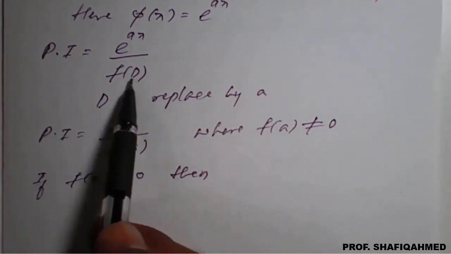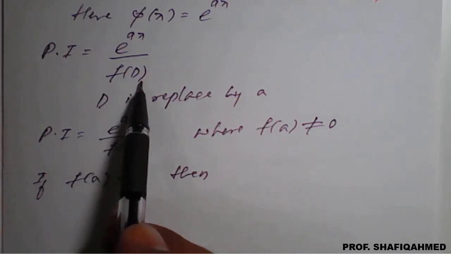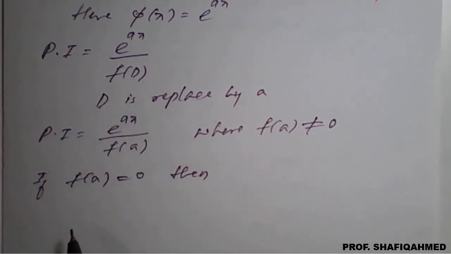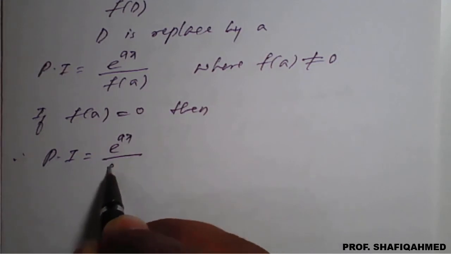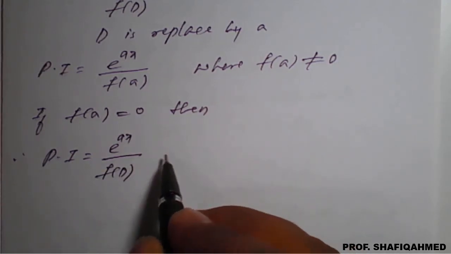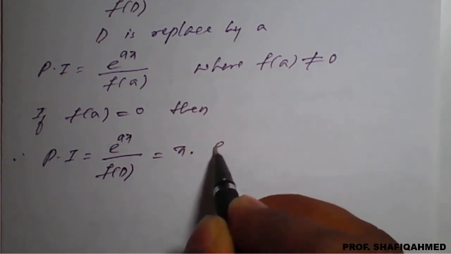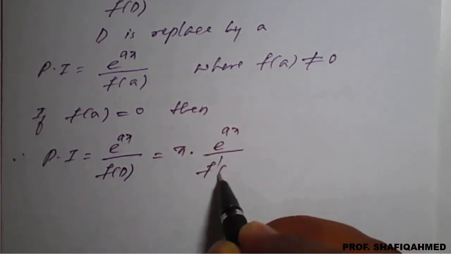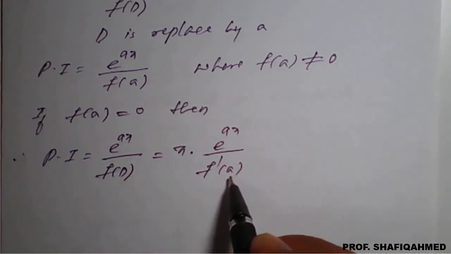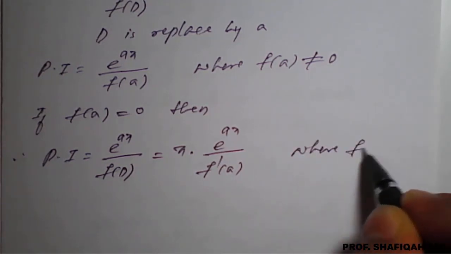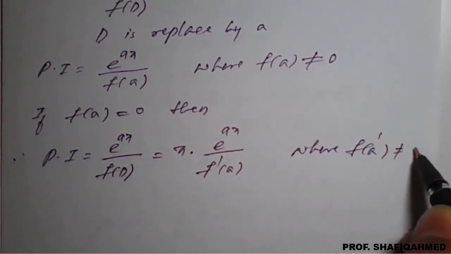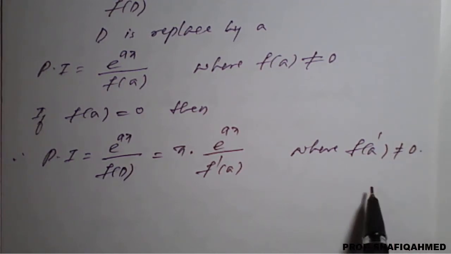We have to differentiate the given f of D. So PI will become, instead of e raised to ax divided by f of D, x into e raised to ax divided by f dash of a. Means we differentiate, then replace D by a. The condition is that f dash of a should not equal 0. So this condition is important.